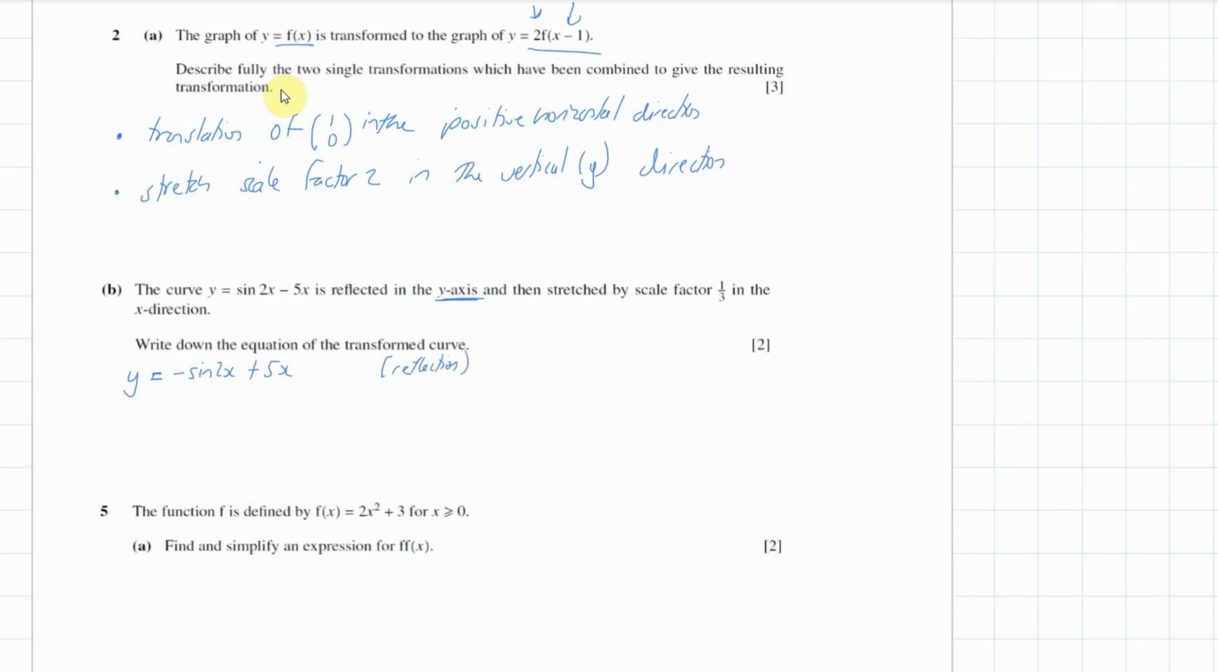And then the stretch by the scale factor of 1/3 in the x direction. So I've got to now do that. Now, if we're stretching it by a factor of 1/3, that means every x is going to be times by 3. So it'll be negative sine 6x, and then the plus 5x will be plus 15x. So there we go. That would be my final answer there.